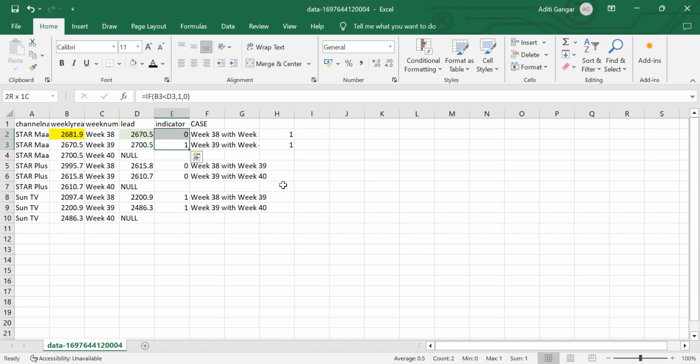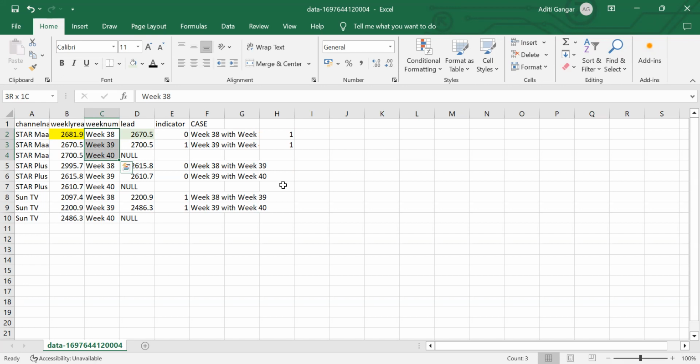Looking at just these two rows, can you make a conclusion that Star Maa reach is increasing every week? Just tell me, is it increasing or decreasing? What will be our case? At the end of the output, will Star Maa come out as a channel name? Just tell me yes or no. Because according to our problem statement, we want it to increase every week. It should not decrease one week and increase in another week. That is not what we want.